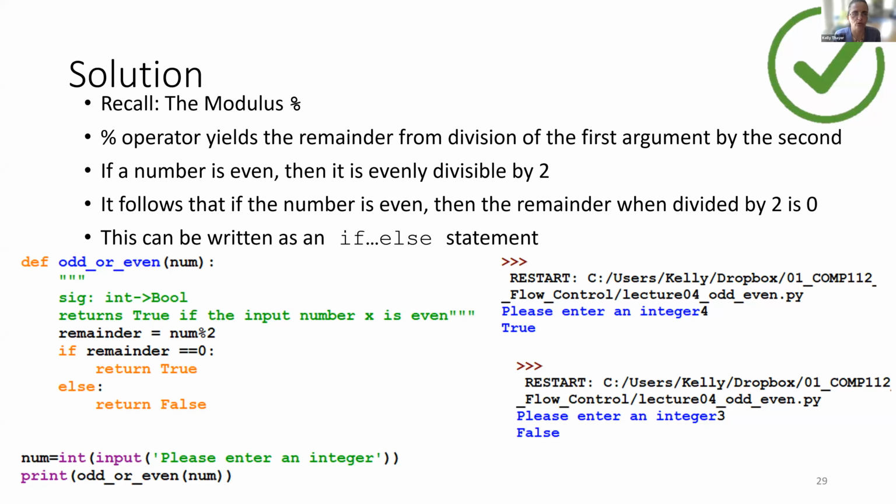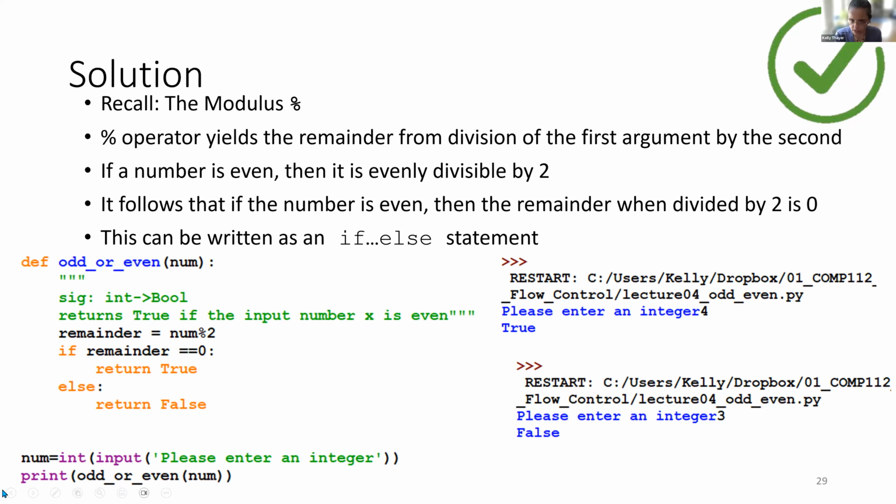All right, so do you remember about the modulus? The percent operator, or the modulus, yields the remainder from division of the first argument by the second. If a number is even, then it is evenly divisible by 2. It follows that if the number is even, then the remainder when divided by 2 is 0, right? So we could simply just check to see if the remainder is 0 in computer speak, and that would give us a test to see whether something's odd or even.